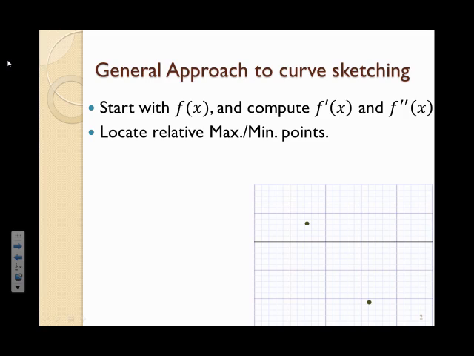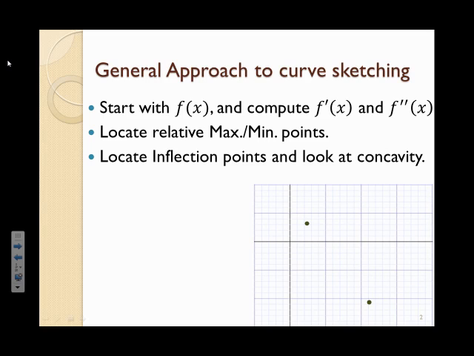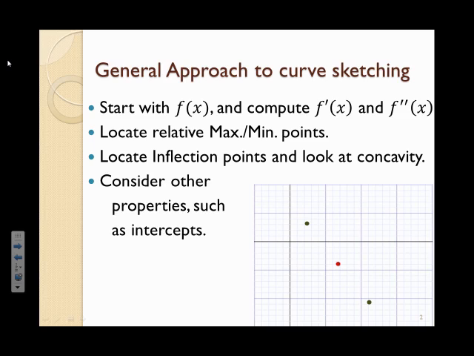Say they were here. Now the next step would be to look at the concavity at these points and also to locate inflection points. To locate inflection points, we set the second derivative equal to 0 and solve that for x. We can find that point then, let's say it appears here. Then, beyond that, we consider other properties, such as the intercepts. Where does it cross the x-axis or the y-axis? So maybe we work with that and find that they cross here.